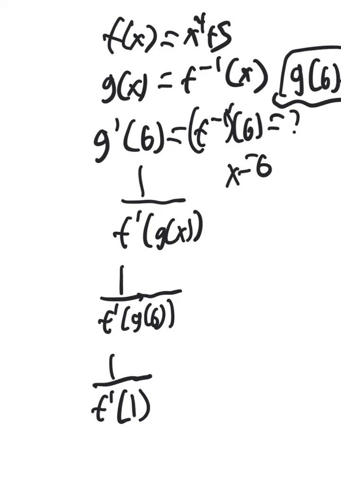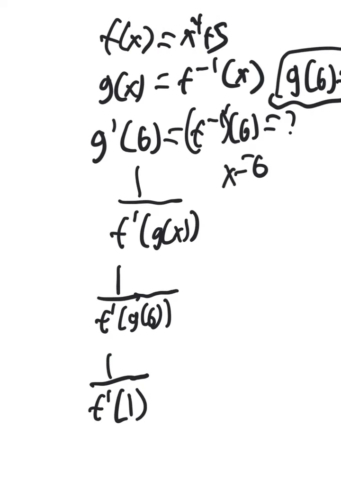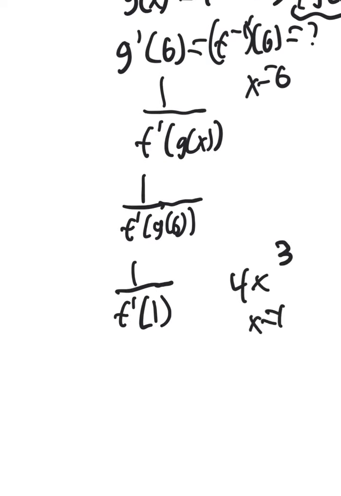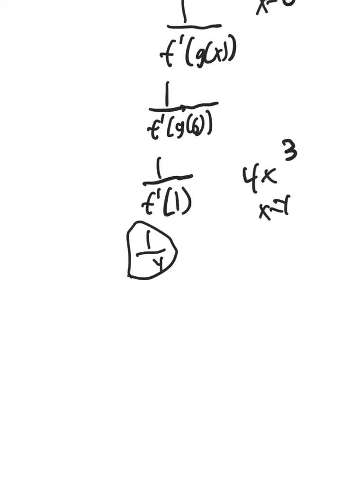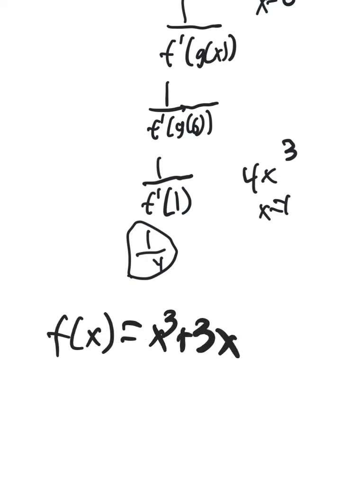And then if we go to f equals x to the fourth plus 5, the derivative of that is just going to be 4x cubed. So if we evaluate that at x equals 1, then it's just 4. So the derivative is 1 over 4. Now let's say we weren't given this original point that g of 6 equals 1. So let's say we had just f of x equals x cubed plus 3x, and we wanted to find f negative 1 prime of 4.